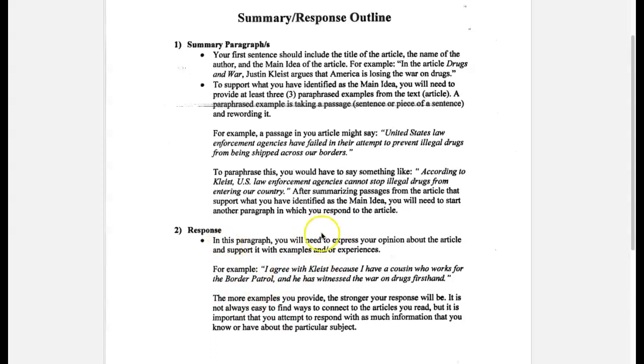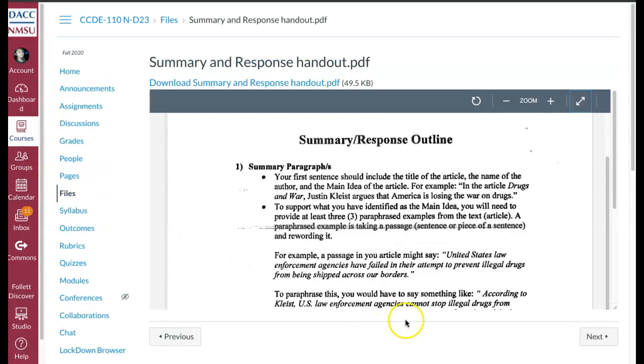So when it comes to the response, you want to make sure that you provide a lot of personal examples, personal observations. It doesn't have to be something that happened to you. It could be something that you've observed in the world or in your classes or in school or in your neighborhood. It just has to be, like I said, personal observations or personal examples in the response.